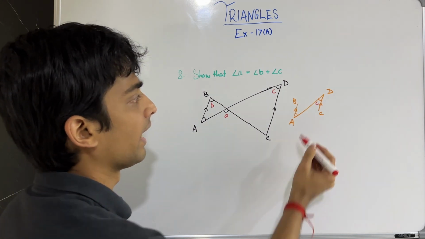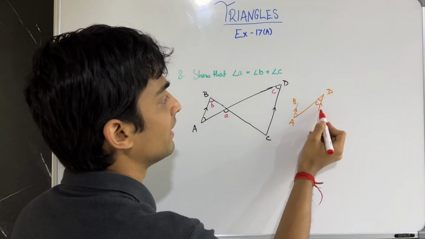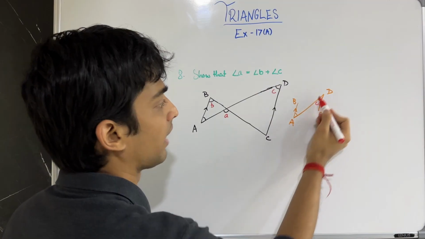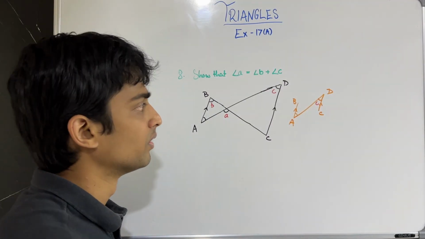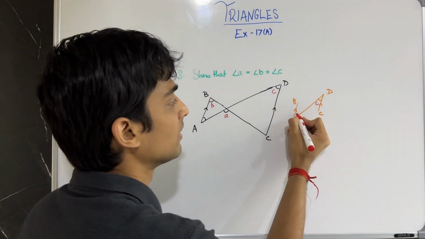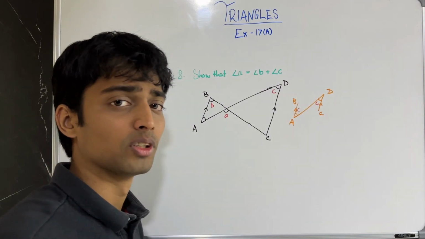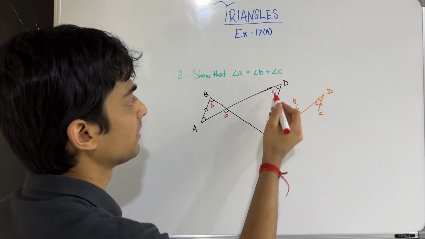Now angle C is over here. These two lines are parallel and there's a line intersecting between them. So by alternating angles, even this angle will be C, because alternate angles are equal. So we can write C over here as well.